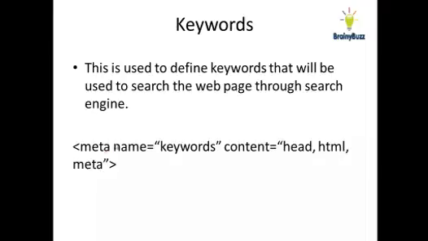In the meta tag we have name as the attribute, and for the name attribute you can give keywords as the value. In the content attribute you can keep these keywords. You can give any number of keywords you want. So whenever you type head or HTML or meta in your Google search box, your current web page will be displayed in the search results. So this is the way you can mention the keywords which are used to search your page.